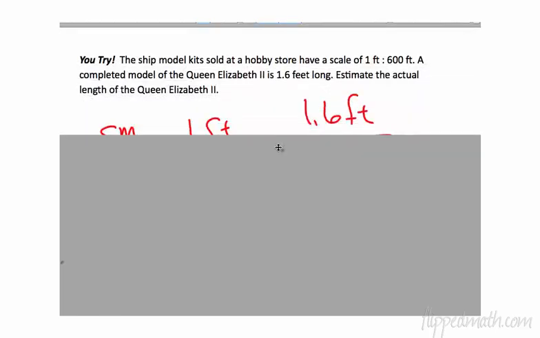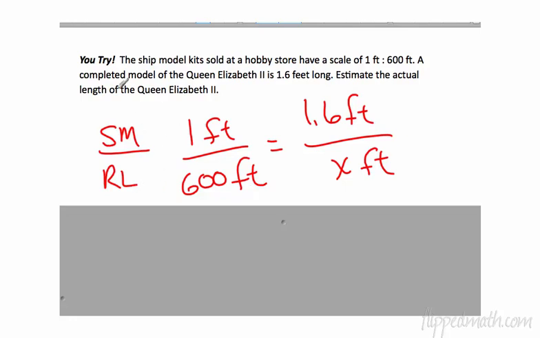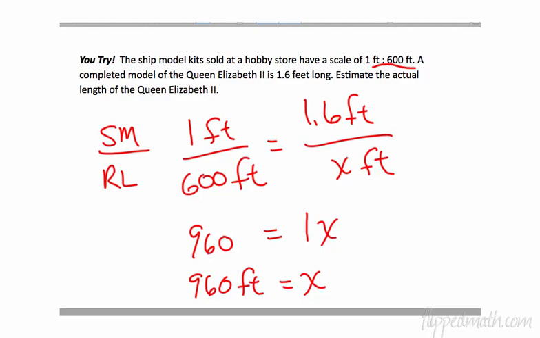Alright, so here's the problem. We have real life and we have the scale model. So the way I wrote it down, we have scale model and real life, and you want to write that little unit ratio off to the side. We have 1 foot is to 600, and that's what they gave us right here in the problem. And what do we got? Equals 1.6 to x. You want to cross multiply. 1.6 times 600 is 960, and 1 times x is 1x. So you get x equals 960, but what did you forget? The units. Oh, Mr. Kelly got you there. Did you put the units down? 960 feet, because it says estimate the actual length of the Queen Elizabeth II.